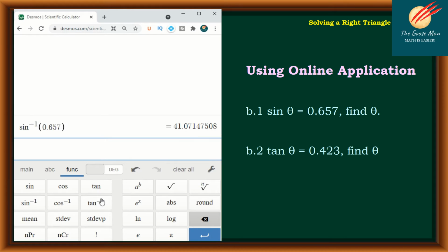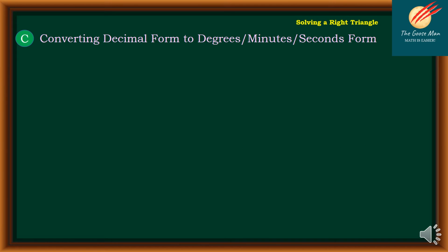Another example a while ago is tangent theta is equal to 0.423. So this time we will press now arc tangent and the value of 0.423, close parenthesis, then enter. As you can see here, we have the value of 22.92836209. Let's move on to the third exercise.